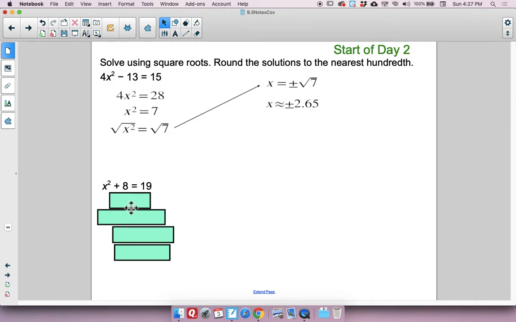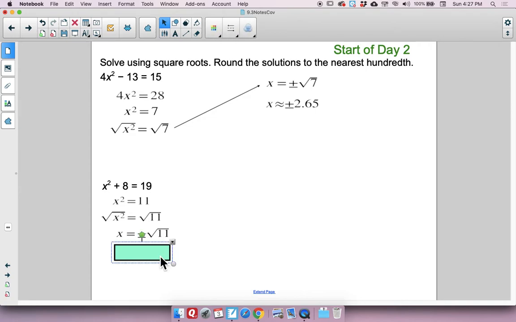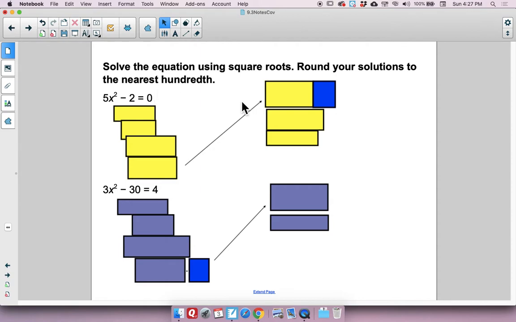Okay, next one, subtract 8. We get x squared equals 11, square root of both sides, x equals plus or minus the square root of 11, excuse me. And what should that come out to be? Well, I know 3 squared is 9, 4 squared is 16, so it's going to be 3 something. And our calculator tells us when we round it to the nearest hundredth, it's plus or minus 3.32. And I think we've seen this before, but the squiggly equal sign means approximately. All right. So go ahead and try these.